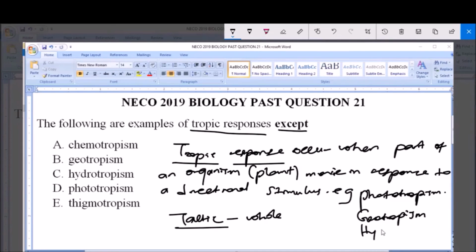Also, hydrotropism, as you can see in the roots of plants. Roots of plants move in the direction of water. That is hydrotropism. Then you have thigmotropism.